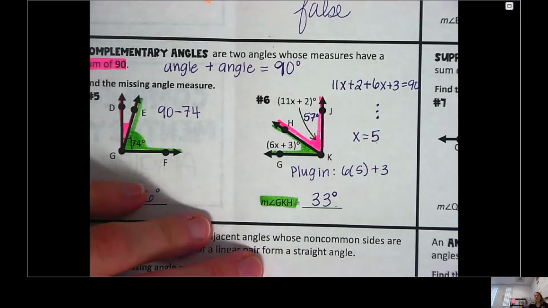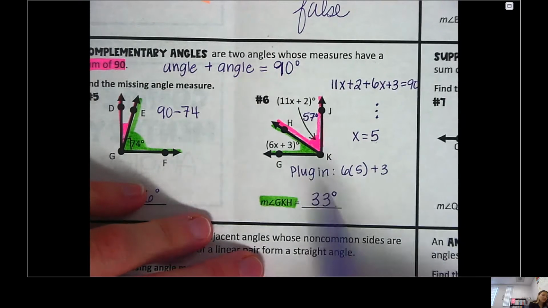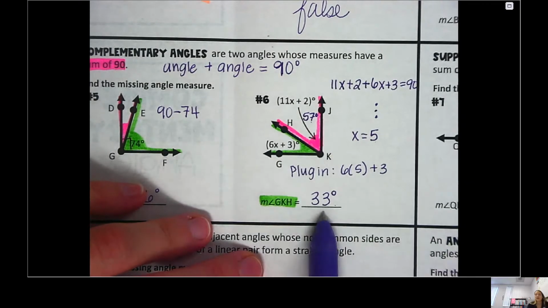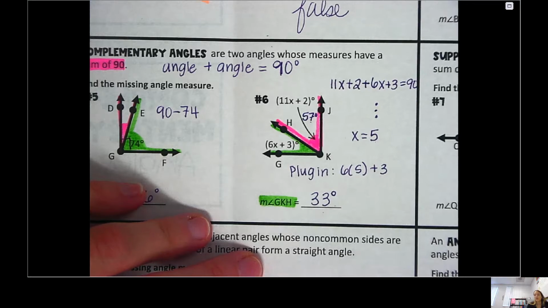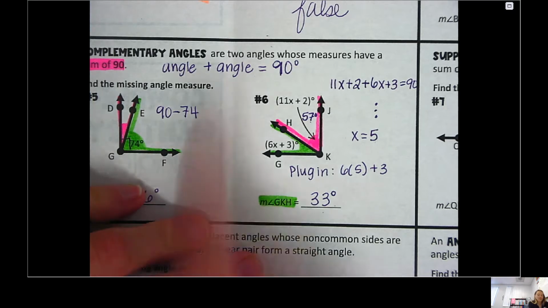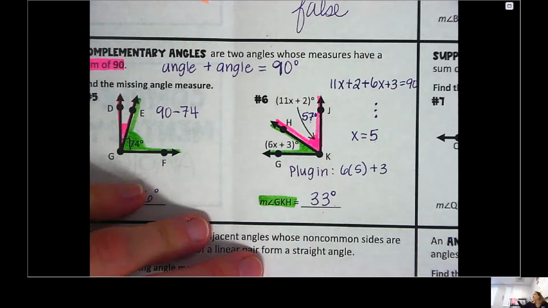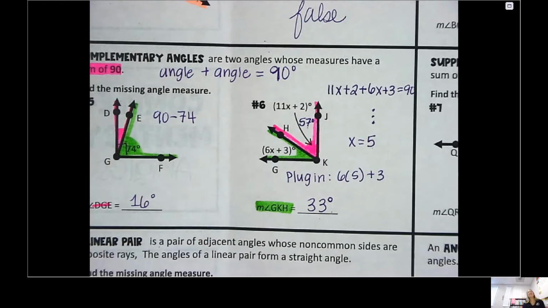So now let's check our work. If I add together 57 and 33, what do you get? You get 90. Is that what I wanted to get? Yes, it is. So I did it right. That's a great way to just check your work. If you plug it in and you don't get 90, well, then you've done something wrong. All right, questions so far? We feeling good?